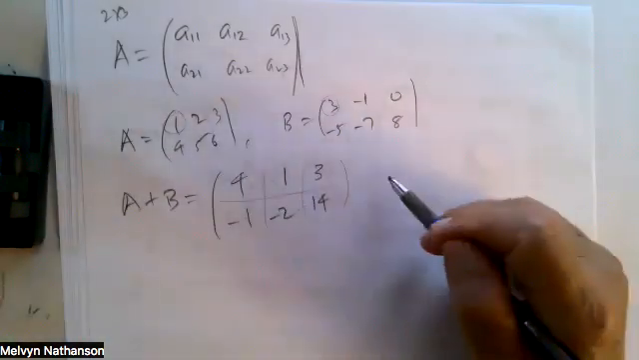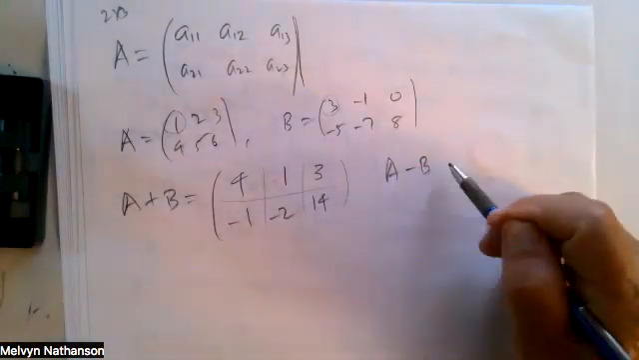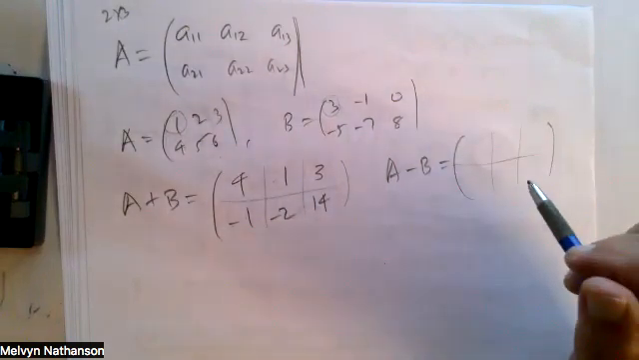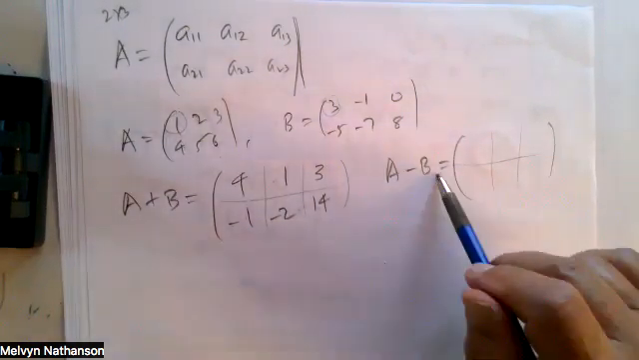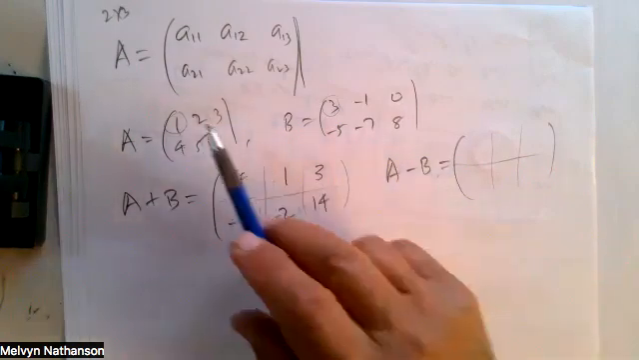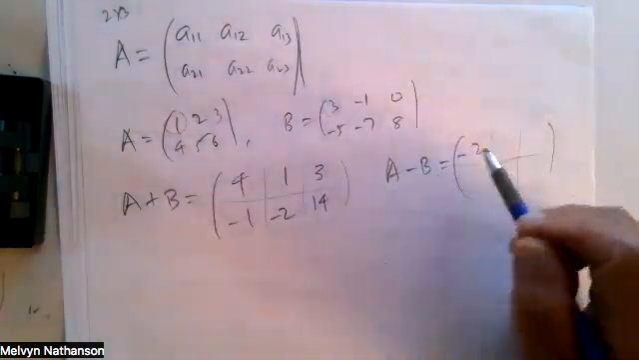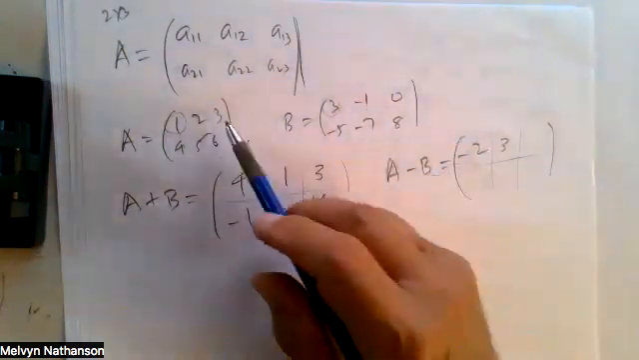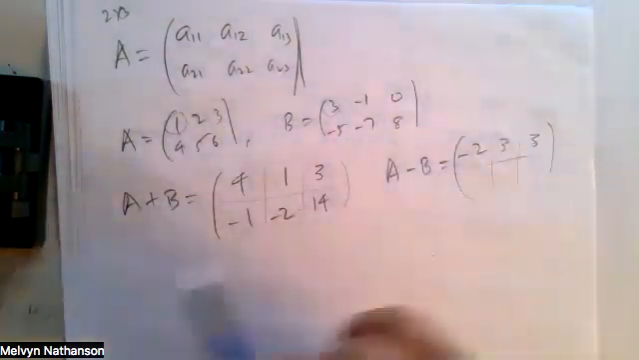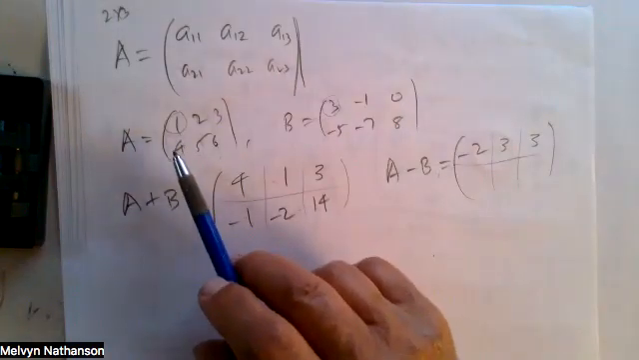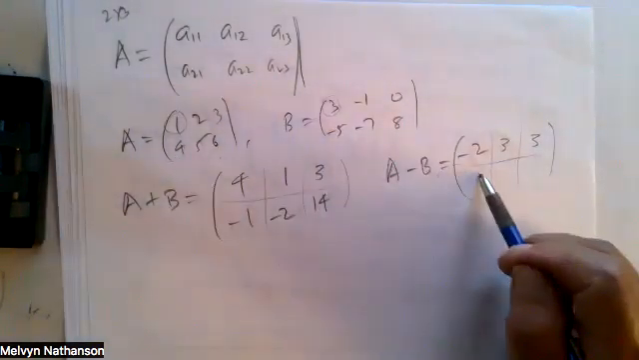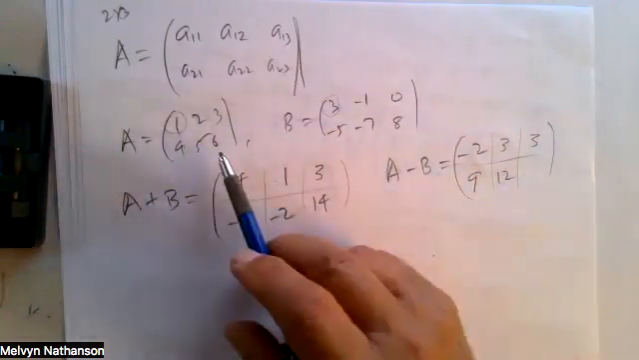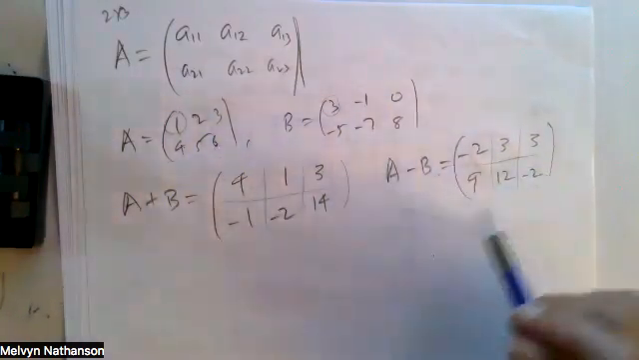Suppose I want to subtract these matrices, A minus B. It's just like with a vector, you subtract vectors by subtracting the coordinates. For A minus B, it's 1 minus 3 is minus 2. 2 minus minus 1 is 3. 3 minus 0 is 3. For the second row, 4 minus minus 5 is 9. 5 minus minus 7 is 12. 6 minus 8 is minus 2.